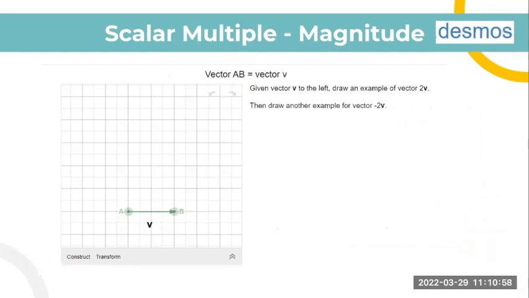All right, so the first thing we're going to do in this new lesson is look at scalar multiples, because that was our first objective, to calculate the magnitude and direction of scalar multiples. So in Desmos, you have vector v, which is given to you. It's just this horizontal vector that has 4 units in the horizontal direction. So if this is vector v, I want you to draw an example of what vector 2v would look like.